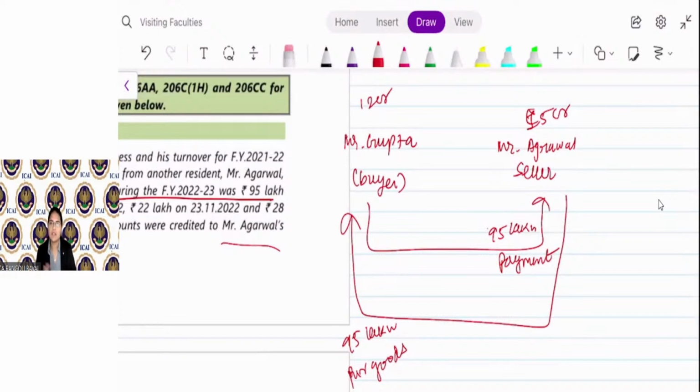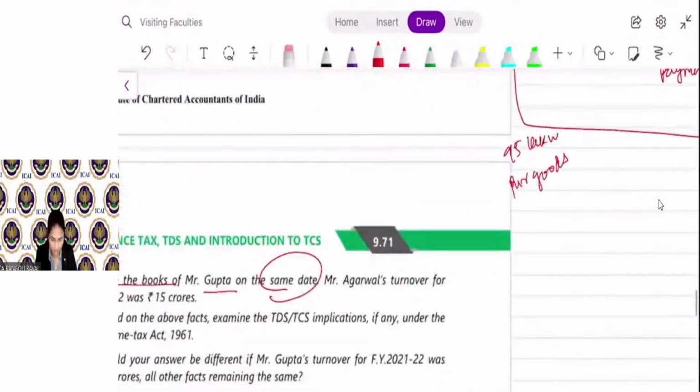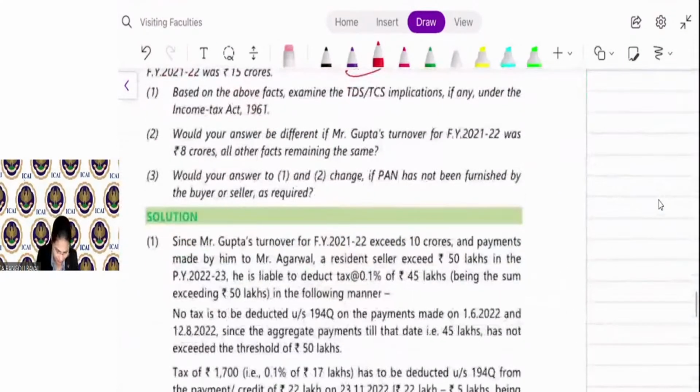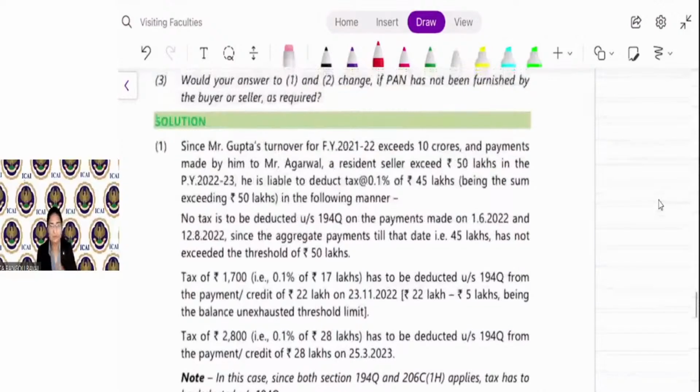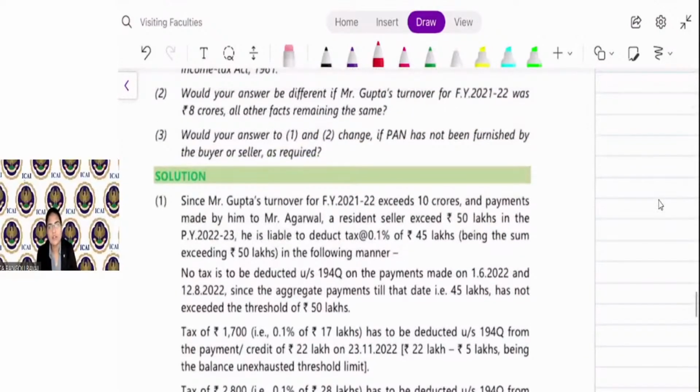Now, as a seller, Mr. Agrawal's turnover in the last year is more than 10 crore. In the current year, he received payment of rupees 95 lakh, that is more than 50 lakh, from Mr. Gupta. So 206C(1H) is also applicable. So in this case, 194Q is applicable and 206C(1H) is not applicable. Mr. Gupta is required to deduct TDS and Mr. Agrawal is not required to collect TCS.